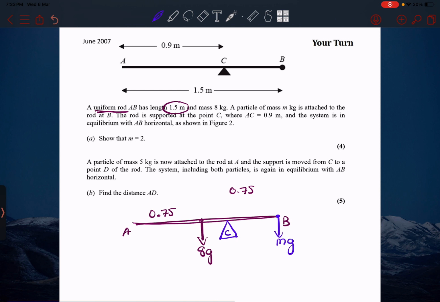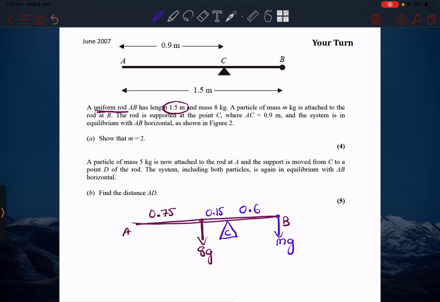So if you look at the picture now, A to C is 0.9. So A to C is supposed to be 0.9, and we know that this much is 0.75, so the remaining part is supposed to be 0.15. So if that is 0.15, I can now take off this one and say this is 0.6.